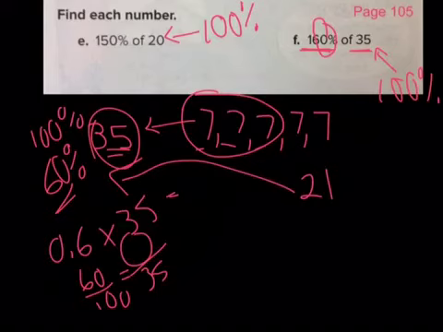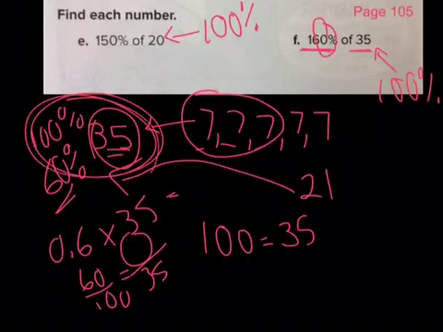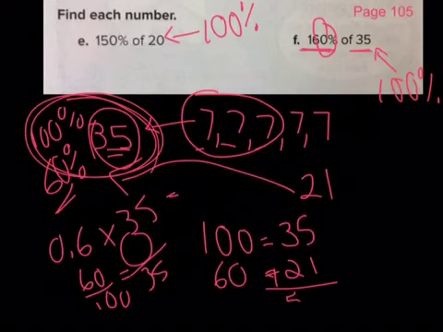Now we have our 100%. Right? Our 100% we know is 35. We know that right there. Okay? Our 100% is 35. And our 60% is 21. Well, just add them both up, boys and girls, and you get 56. And that's your answer. 160% of 35 is 56. I just showed you a few different ways to do it. Please show me the way you chose to do it.